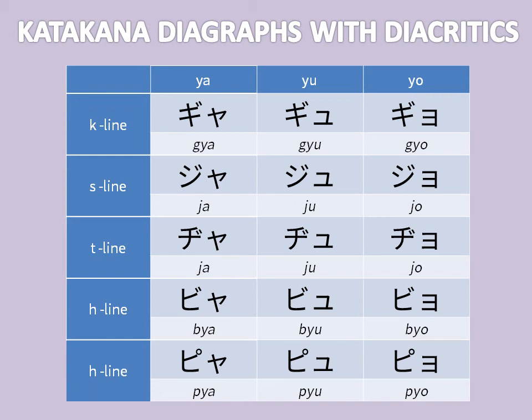Then moving on, the ha line with dakuten. So bi and ya becomes bya, bi and yu becomes byu, bi and yo becomes byo. And finally, pi and ya becomes pya, pi and yu becomes pyu, pi and yo becomes pyo.